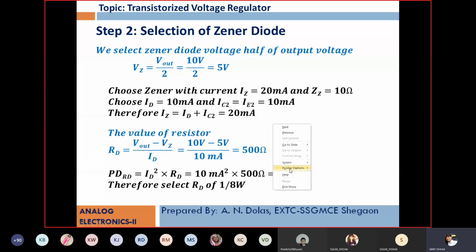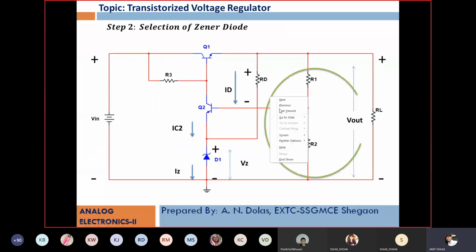Therefore, there will be two currents coming to the Zener. We'll move to the diagram. You can see here, one current is coming from resistance RD, another current is coming from transistor Q2. So two labels are given. ID is the current which is passing through RD going to the Zener. Another is IC2 which is coming to the Zener. So addition of IC2 and ID will be the Zener current IZ.